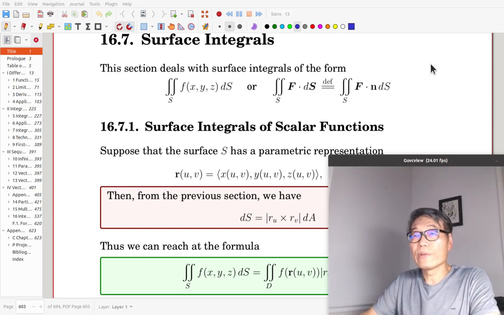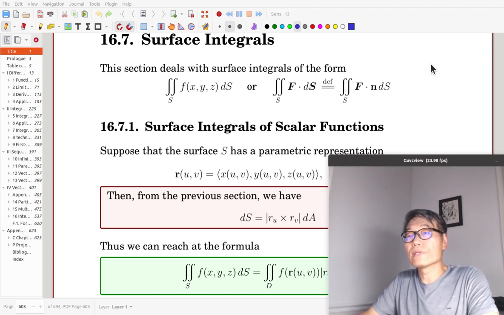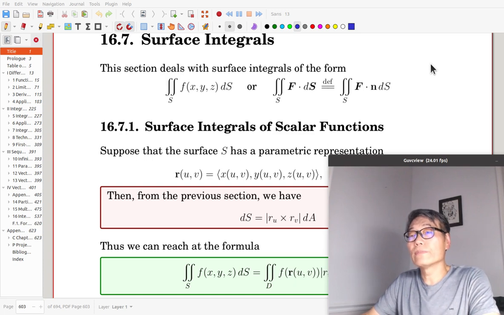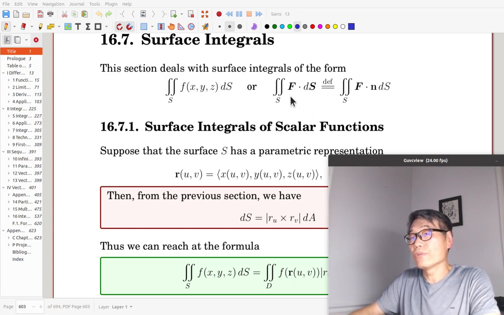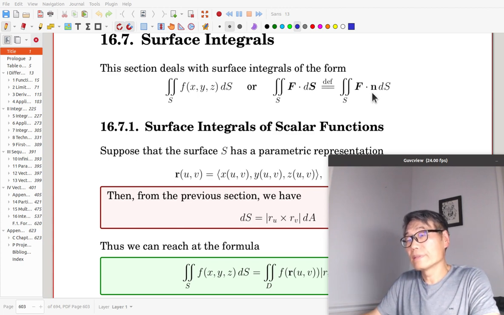Section 16.7, surface integrals. In this section, we'll study surface integrals of the form for scalar functions and for vector fields. For vector fields, we take only the normal components so that F dot n becomes a scalar function. We'll deal with this one in the second part. Let's begin with surface integrals of scalar functions.